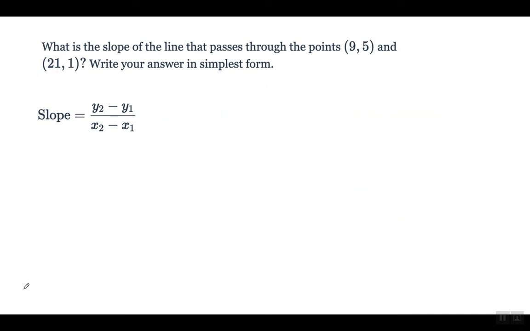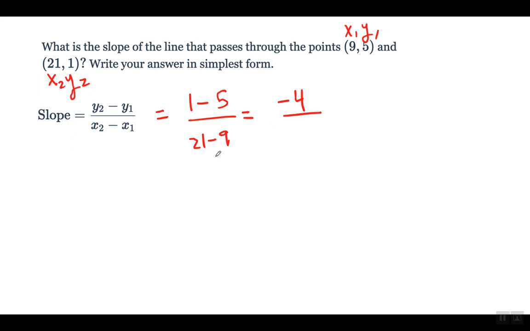Alright, next one. Alright, so x1, y1, x2, y2. Alright, so on the top it's going to be 1 minus 5. You could do that mental math. On the bottom it's going to be 21 minus 9. Alright, so 1 minus 5 is negative 4. 21 minus 9 is 12.